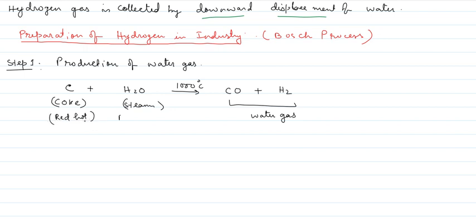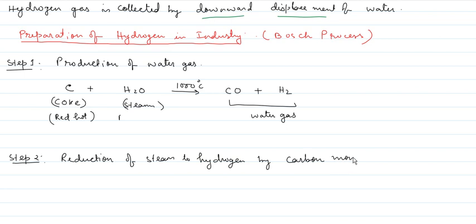Okay. Next, step 2. So what happens in step 2? In step 2, reduction of steam to hydrogen takes place. So reduction of steam to hydrogen by carbon monoxide. This is step 2. So in step 2 what happens?